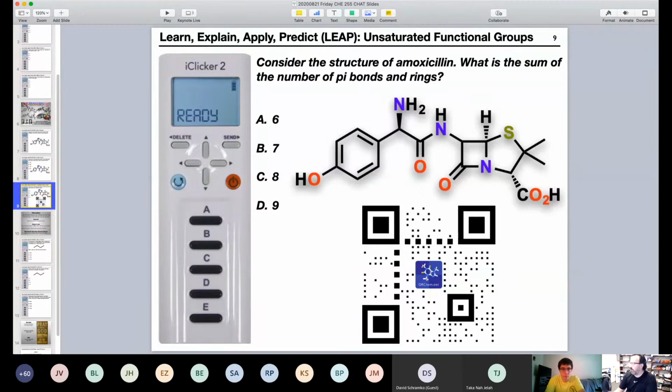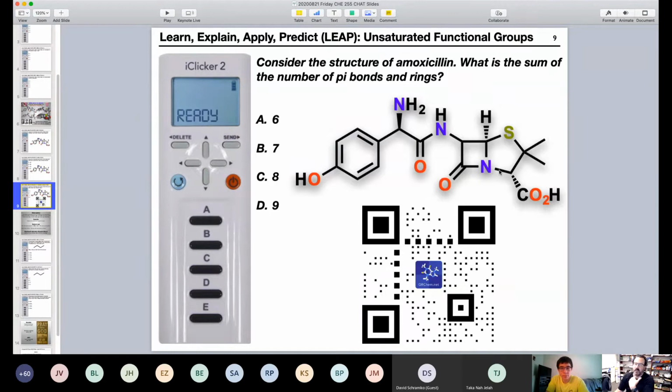So let's first count the rings. There's 1, that's the benzene ring. We have this lactam ring, a 4-membered ring, and then we have this 5-membered ring. So that's 3 rings. Pi bonds, we have 1, 2, 3, 4, 5. And then this group has another pi bond. So the correct answer is 9.